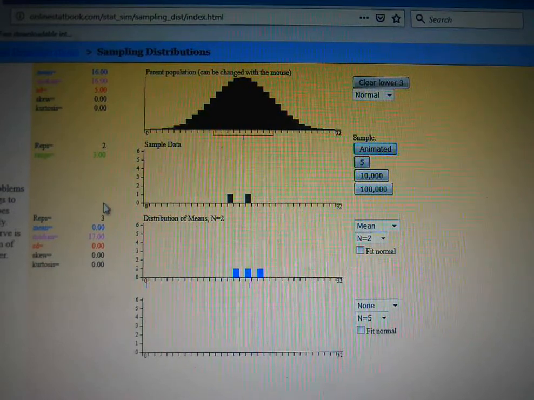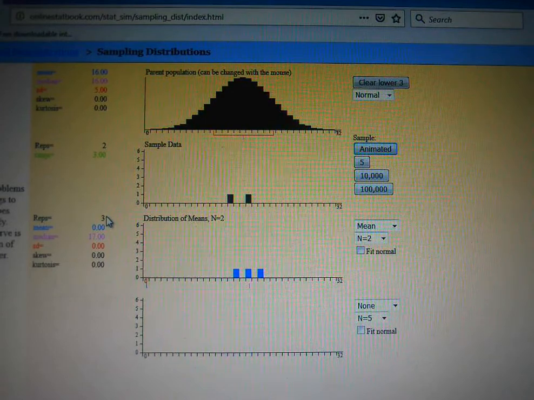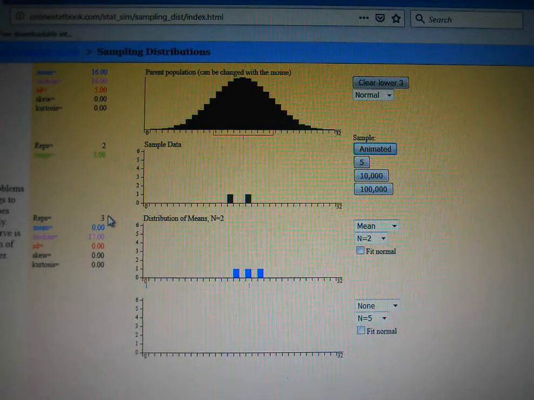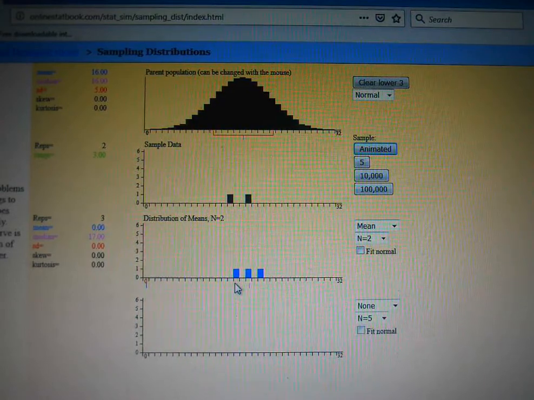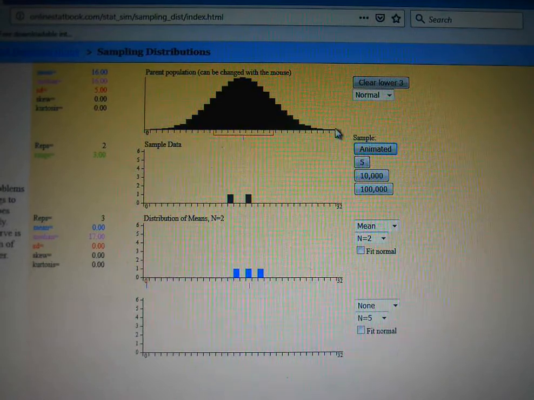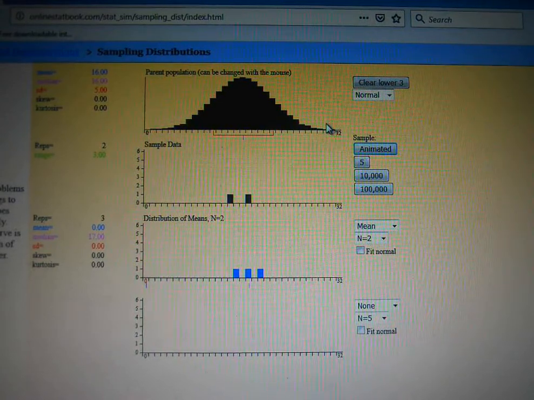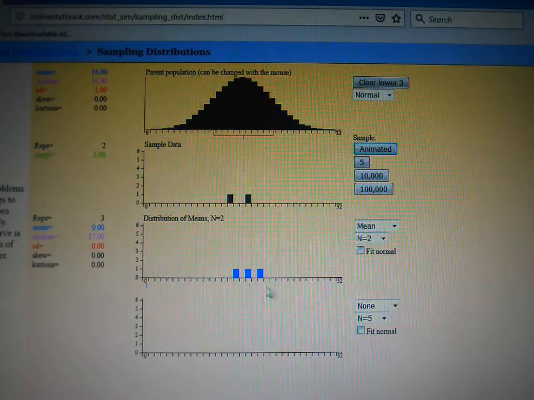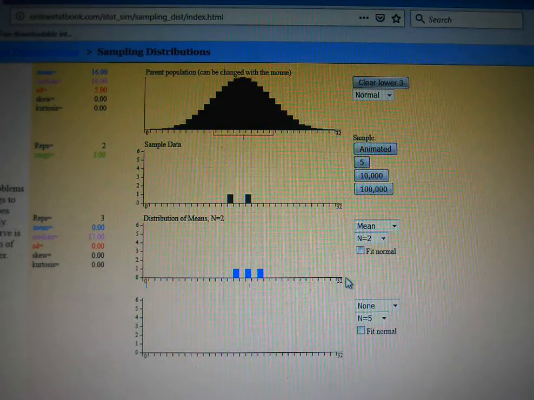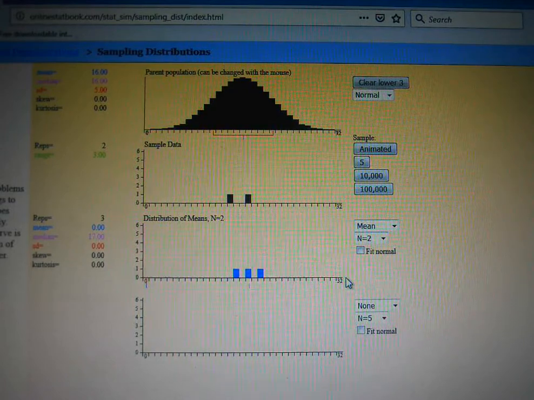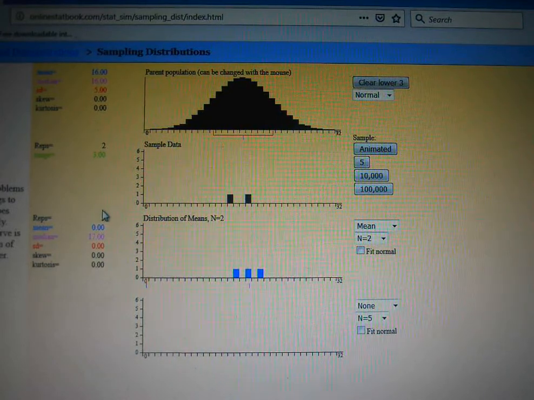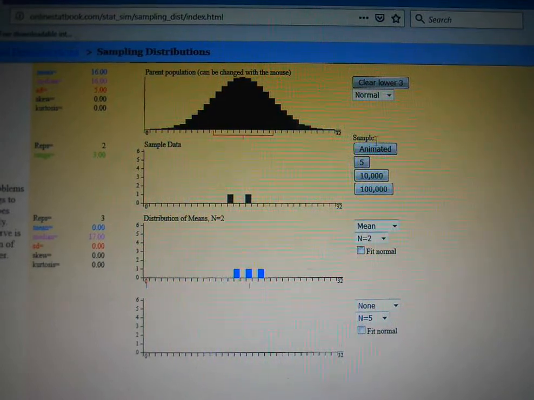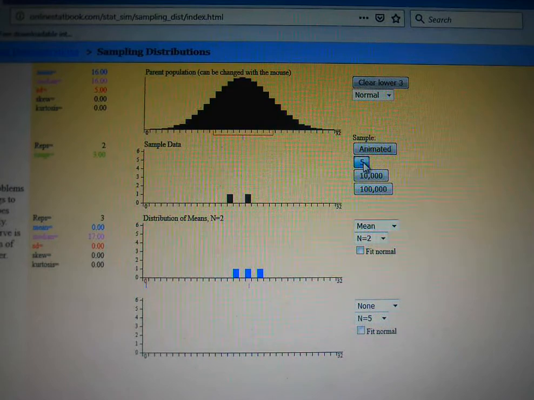And notice the repetition over here, reps 3. That means I've taken 3 samples of size 2, and the sample mean for those 3 samples is what is plotted down here. So if you were to label the axes, the original parent population you would look at as just x, like random variable x, and then the blue axis would be x bar, because you're finding sample means. So far we've taken 3 samples of size 2 and calculated the sample mean. Now if I click 5, it's just going to do 5 at a time.